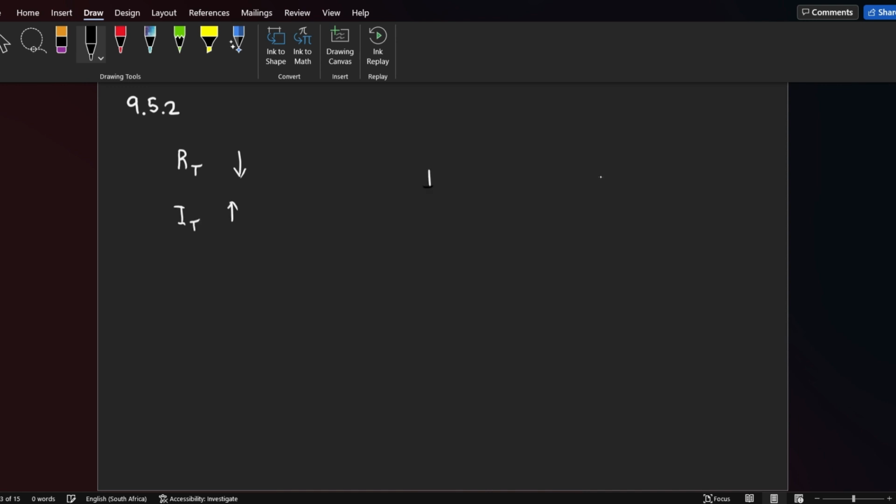Why? Because I is equal to V over R. So current and resistance are inversely proportional. So as your resistance decreases, your current increases. And if your total current increases, then your lost volts, V lost, will increase. Why? Because V lost is equal to I total multiplied by your internal resistance. We said that is constant, so obviously if your current increases, your lost volts must increase.